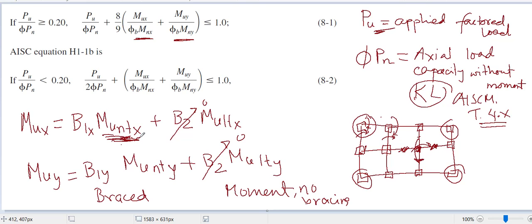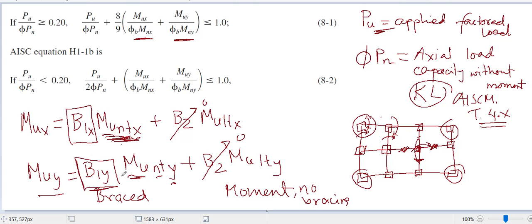What about x, about the x-axis? What is Bx? Bx means moment amplification factor. We need to increase the moment. Why do we need to increase the moment? I'm going there. Before that, what is this? Muy is the moment about the y-axis. It is whatever moment you found about the y-axis for no translation. We need to amplify this, we need to increase it. We cannot decrease whatever moment we found after structural analysis. We need to increase it.